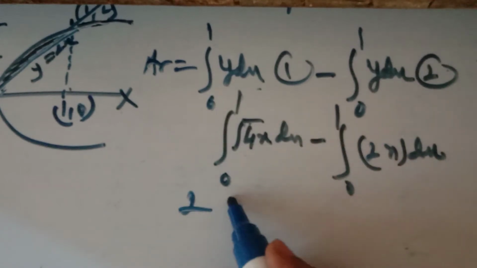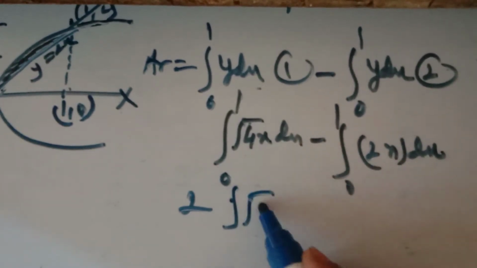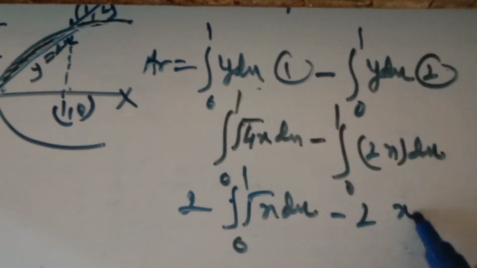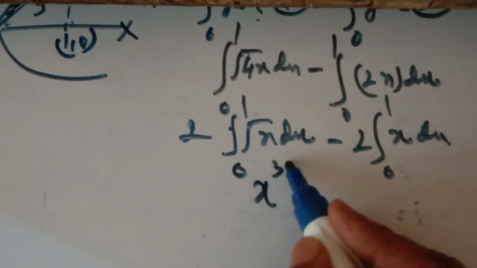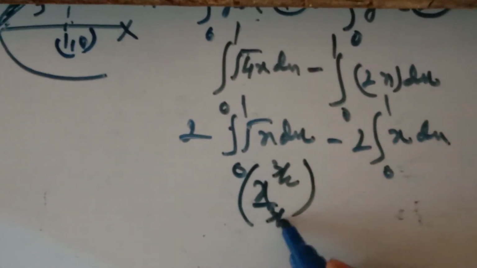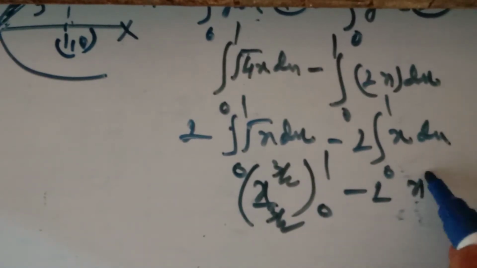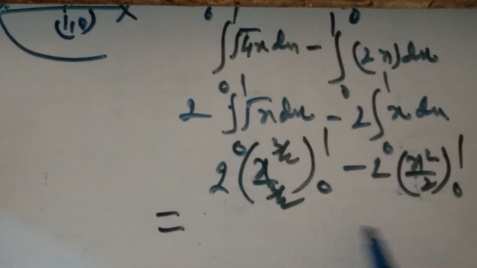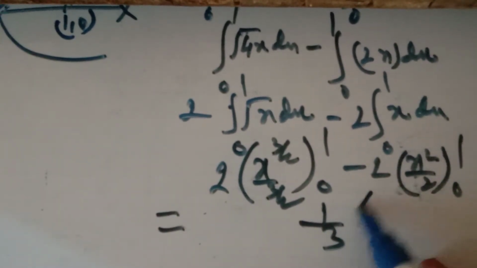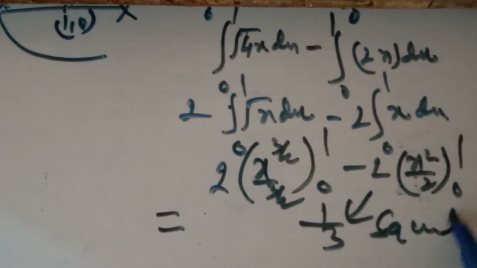Integrate 2 root x with respect to x from 0 to 1, minus 2x from 0 to 1 with respect to x. The integral of root x is x to the power 3/2 upon 3/2, from 0 to 1, minus 2 x squared upon 2, from 0 to 1. So when you do upper limit minus lower limit, as usual you will get the area as 1/3 square units.